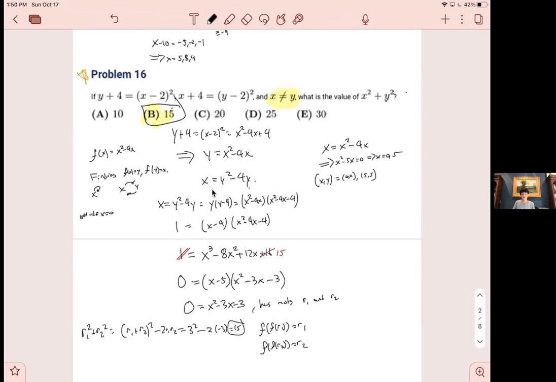The main idea here was to plug y equals x squared minus 4x into the equation x equals y squared minus 4y, and cancel out the fixed points. f of 0 equals 0 and f of 5 equals 5 are fixed points, which is a pretty important concept that will show up a lot, not necessarily in competition math, but in linear algebra, complex analysis, just a lot of math uses this idea of fixed points.